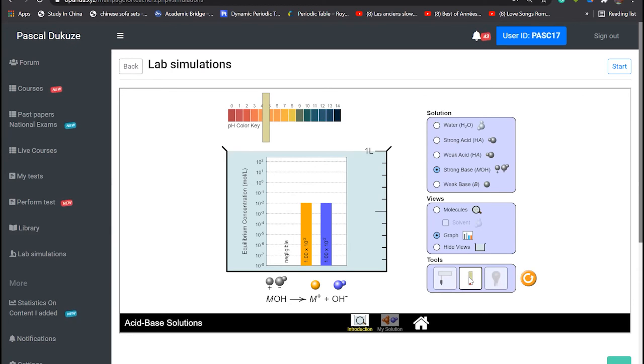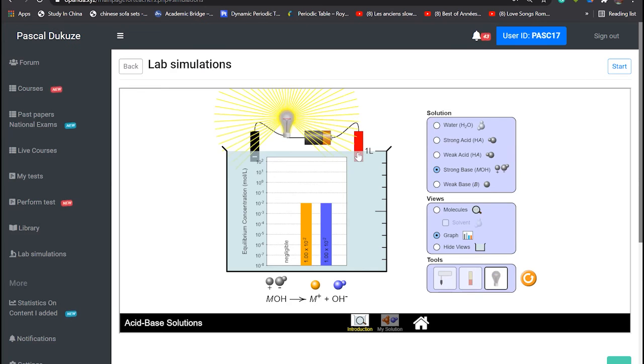If you use a universal indicator, you put it in the solution, you see the color here. It's 12, similar to 12. And if you use the electric circuit, you put it in the solution, there is a lot of light. The light is very high. Why? Because we have a lot of free-moving ions in this solution.